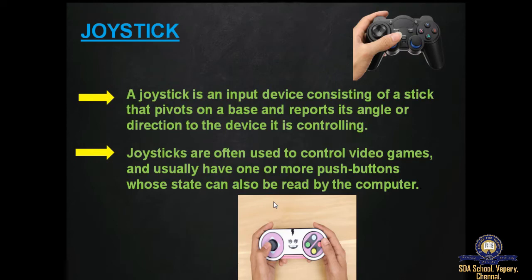The next example is joystick. A joystick is an input device consisting of a stick that pivots on a base and reports its angle or direction to the device it is controlling. A joystick is often used to control video games and usually has one or more push buttons whose state can also be read by the computer. See, this is the push button to choose the direction, whether it is upward or downward or right side or left side. These are the options to select.